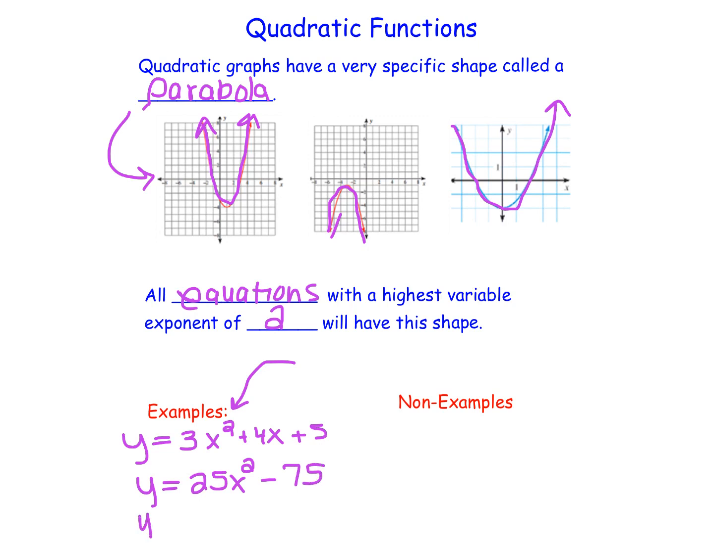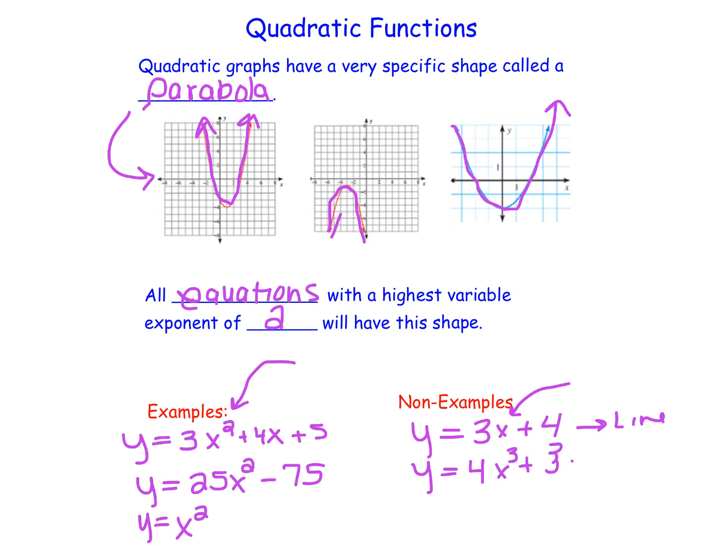And we could also have something like y equals just x squared. Notice that the highest variable exponent for all of those is 2. Some non-examples would include y equals 3x plus 4. Notice how this x doesn't have a highest variable exponent of 2. This one actually produces a line. We could also have a non-example like y equals 4x cubed plus 3x squared. Again, the highest variable exponent here is 3, so it doesn't meet the requirements of a quadratic.